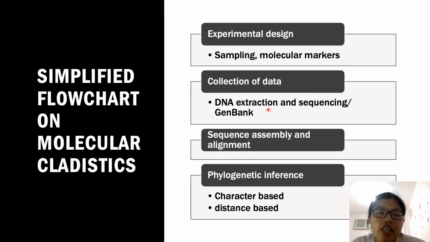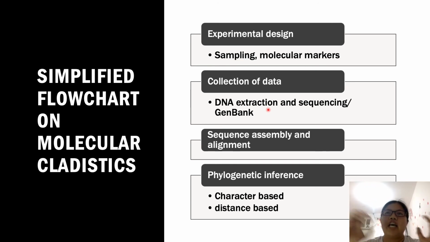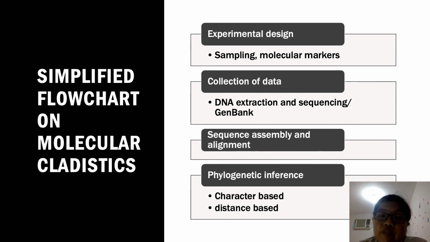And then after this, after the sequencing, we have sequence assembly and alignment. So, kailangan yung i-assemble kasi minsan hindi sila dugtong-dugtong from the DNA sequencing. So, kailangan siyang i-assemble and kailangan nyo silang i-align. And then, after that, magkakaroon ka na ng phylogenetic inference. There are two types of phylogenetic inference, the character-based and the distance-based.